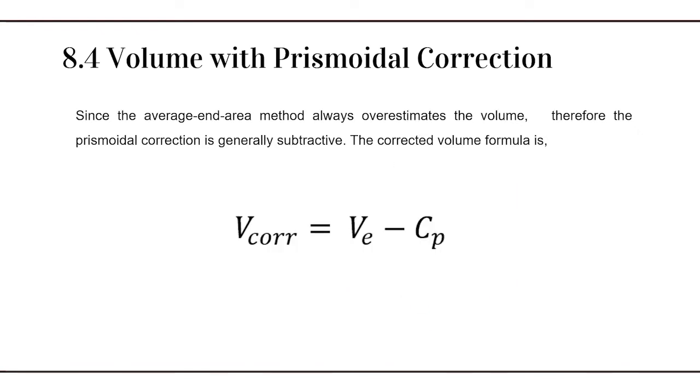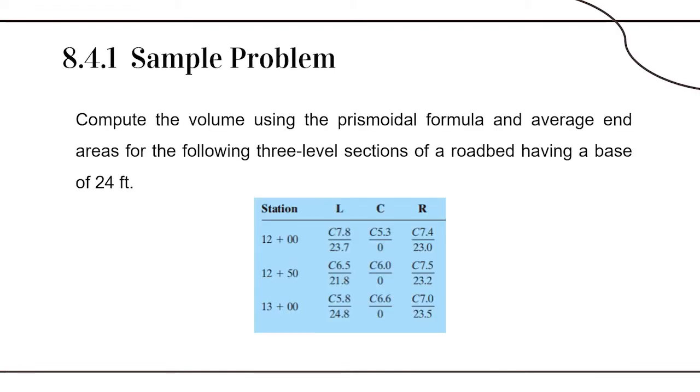We use Prismoidal correction because the average end area method always overestimates the volume. Therefore, the Prismoidal correction is generally subtractive. The formula is corrected volume equals the volume obtained from the average end area method minus the Prismoidal correction.